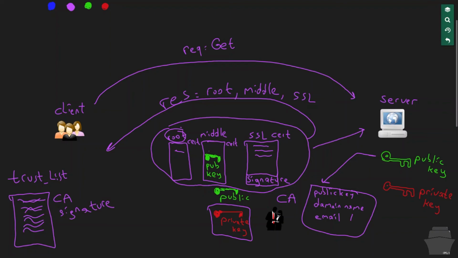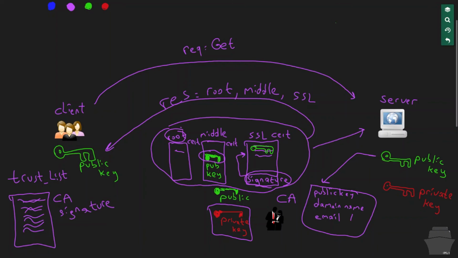Then the client gets the certificate authority's public key from the middle certificate and decrypts the signature of the SSL certificate. After decrypting the signature, the client compares the decrypted signature with the other SSL information. If both data are the same, then the client knows this SSL certificate came from the right server and it trusts the server. After trusting the server, the client gets the public key from the SSL certificate to encrypt all data before sending to the server. And the communication between client and server will be secure.